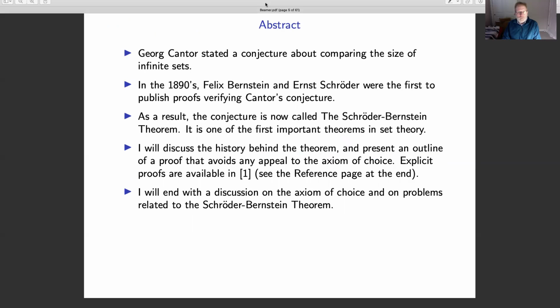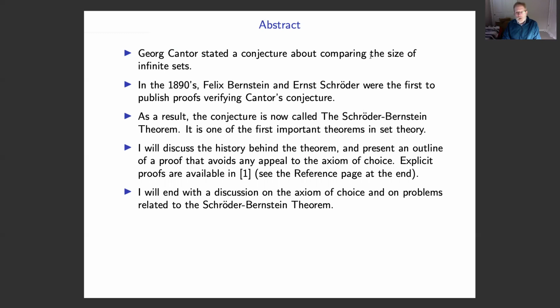Okay, abstract. Georg Cantor stated a conjecture about comparing the size of sets. We'll talk about that. In the 1890s, Mr. Bernstein and Mr. Schroeder were the first to publish proofs verifying Cantor's conjecture about comparing the size of sets. As a result, the conjecture is now called the Schroeder-Bernstein theorem, and it turns out it's one of the first important theorems in set theory. It took a long time for someone to find a proof of this theorem, and you may be persuaded of that when we talk about what's involved with the proof.